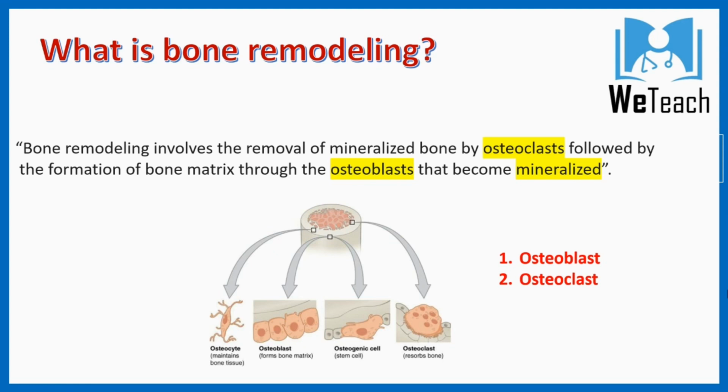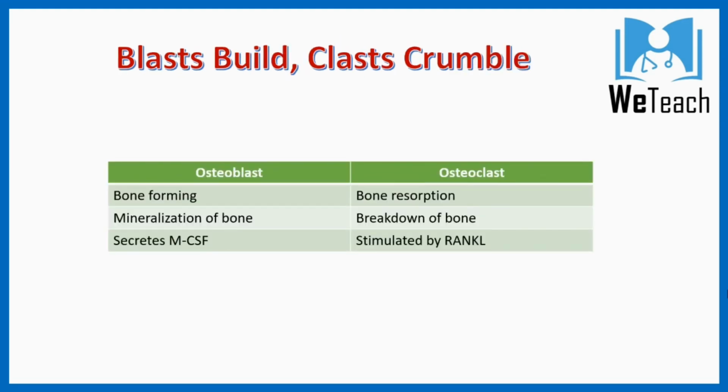The most important thing I want you to remember are the cells involved in this process. We have osteoblasts, we have osteoclasts, and we have osteocytes. I want you to focus on the osteoblast and osteoclast. The mnemonic I want you to remember is blasts build and clasts crumble. Your osteoblasts are your bone-forming cells. They build the bone, while the osteoclasts are the ones that crumble the bone. They break down the bone, okay?